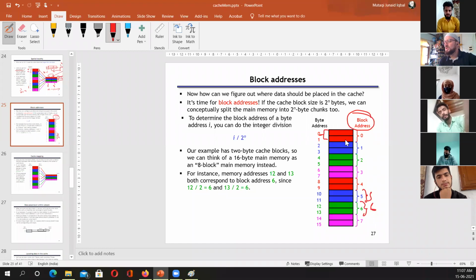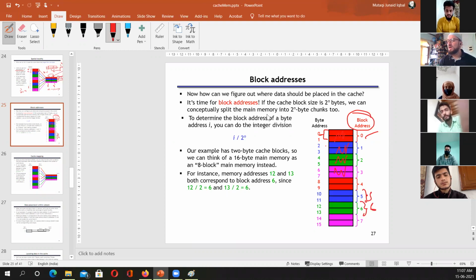This is my block address. So both of these will get address 0, both of these will get address 1, both of these get address 2, both of these will get address 3. So this is my block address, and this is my byte address. Each byte of the RAM is 0, 1, 2, 3, 4. But now 0 and 1 constitute 1 block. So I have divided my RAM into blocks, where byte 0 and byte 1 constitute block 0.